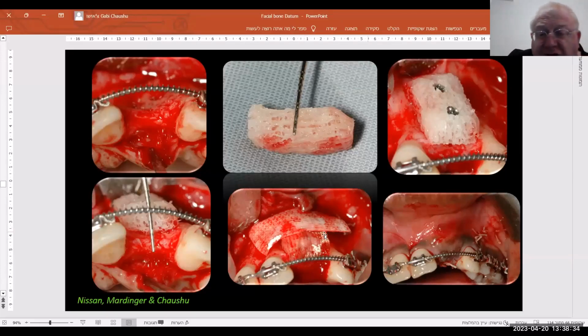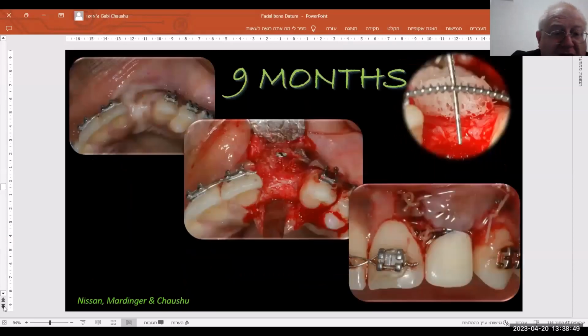Again, double layer, which is not mandatory, but you can use it. In this case, you can see again the power of the O6 because we didn't even use particles. We just used the space maintenance of the O6. After 9 months, in this case, we had to open because of the orthodontic treatment. You can see the bone gain even in areas that did not have bone graft, just simple space maintenance provided by the membrane.